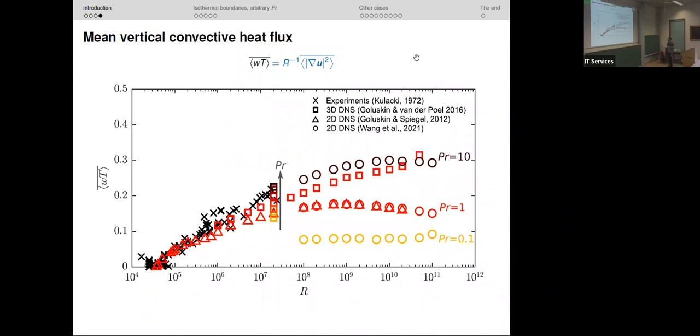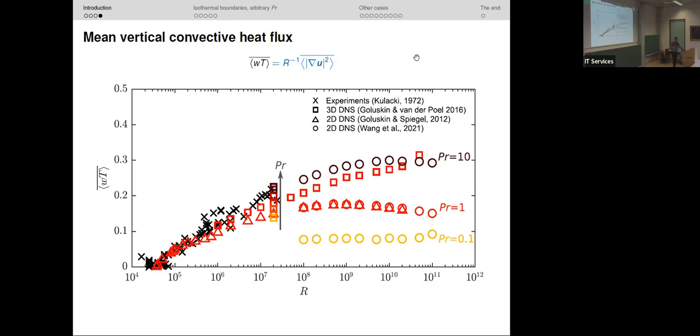So here I'm plotting some data from experiments that go back to 1972, 3D DNS, 2D DNS, some quite recent, various Prandtl numbers. So here are the symbols. The crosses are experiments, the squares are 3D DNS, and the circles are 2D DNS by various authors. The colors represent the Prandtl number. And so you see that as you increase this Rayleigh number for a fixed Prandtl number, this heat transport seems to increase somehow, and then perhaps approach a constant, but we're nowhere near being anywhere near 1/2, right?